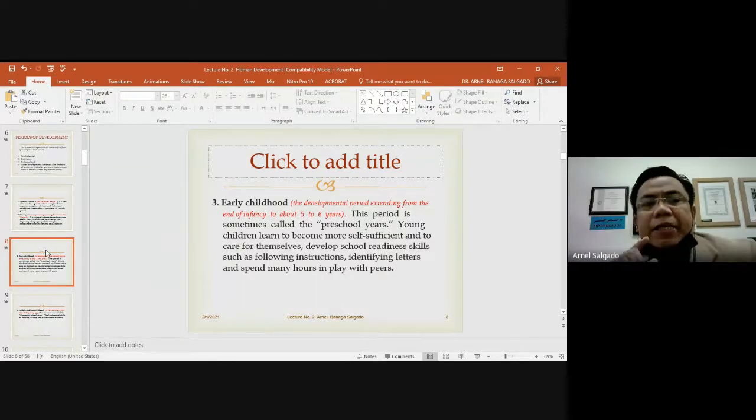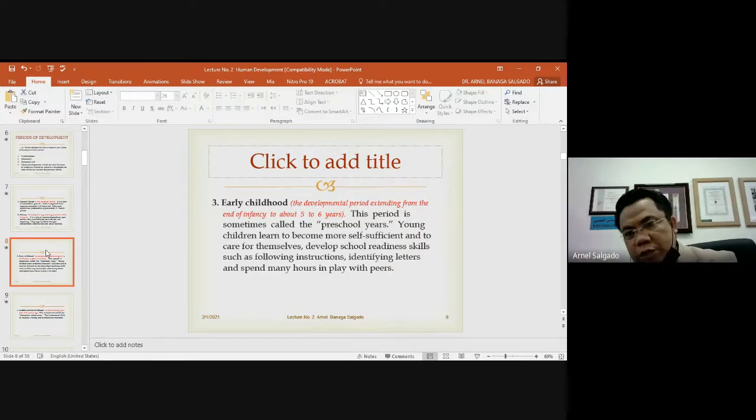All right? This period is sometimes called the preschool years, where the child is going to prepare to go to school already. So there are so many things that are going on here. Young children learn to become more self-sufficient. In infancy, they are totally dependent. But in early childhood, these children would like to become independent. No, young children at this stage learn to become more self-sufficient. They try to get their own water.